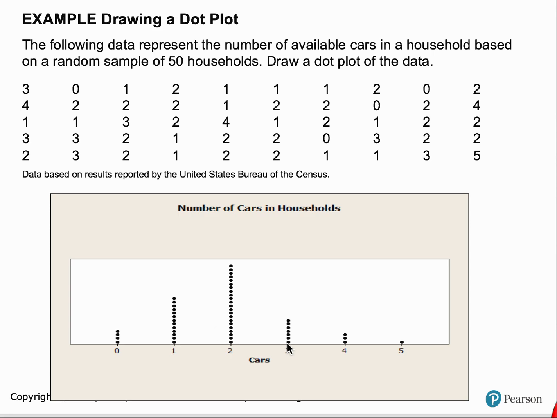Okay, so for 3, you put a dot above it. 0, you put a dot above it. 1, you put a dot above it. 2, you put a dot above it. 1, you put a second dot. 1, another dot. 1, another dot.